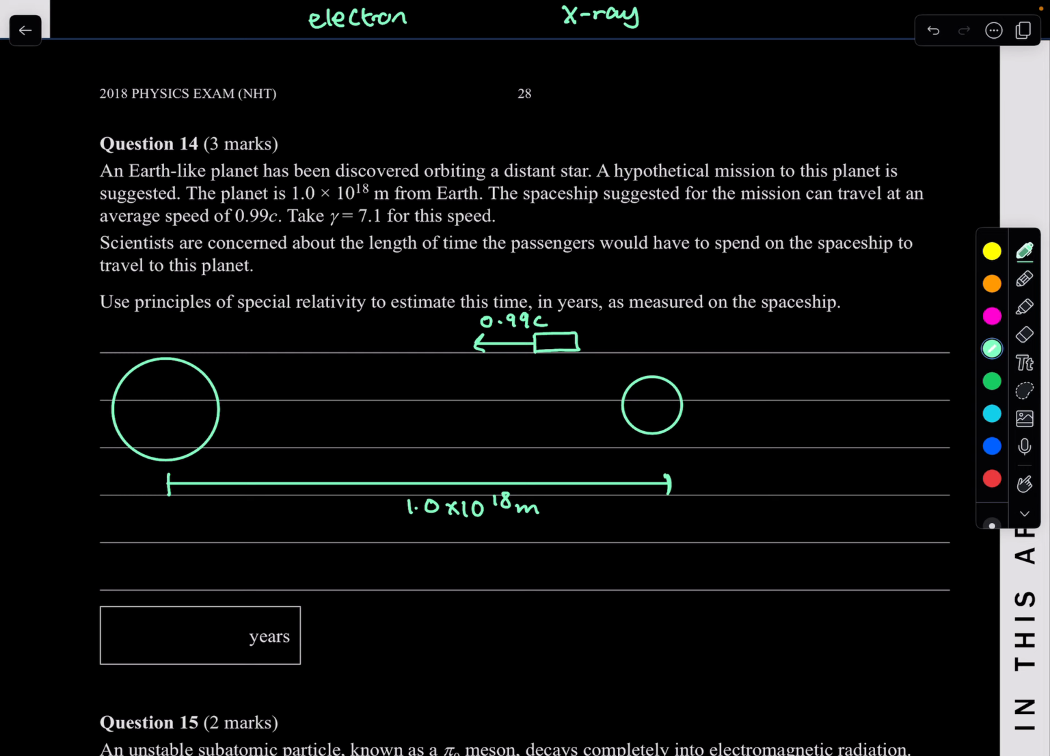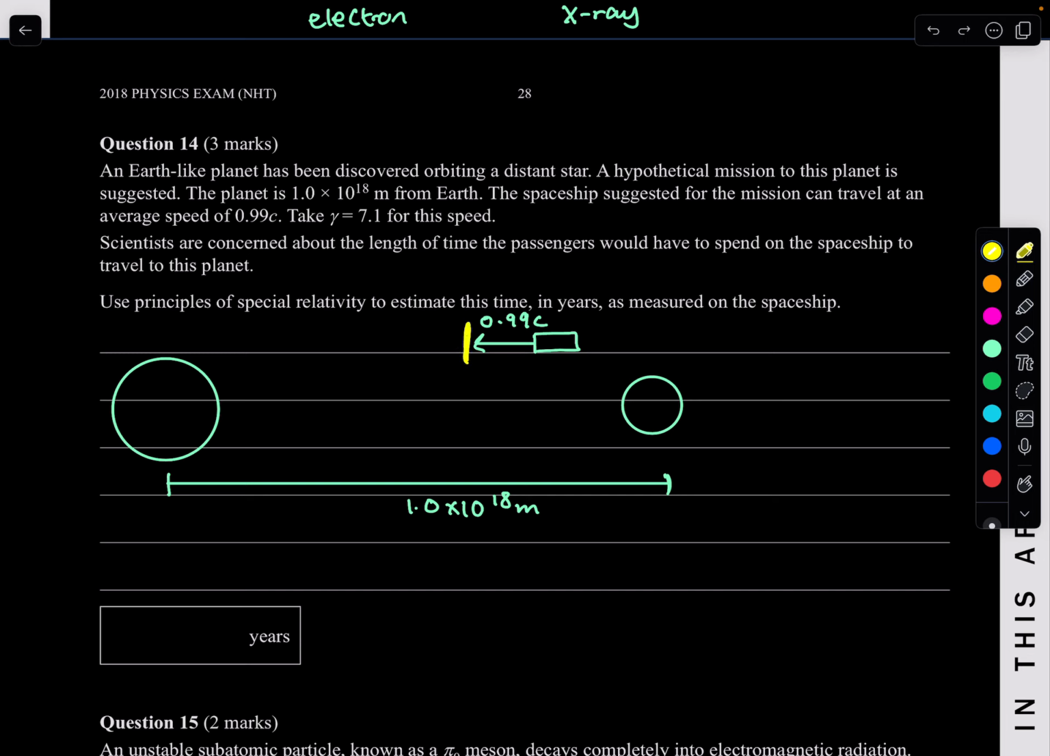Whenever I get a question, I like to draw a diagram to know which one has length contraction and which one has time dilation. To know this, imagine you're the person in the spacecraft. You're going at such high velocities, like when you watch Star Wars and Star Trek, imagine you're going at the speed of light, and you see things shrinking quickly.